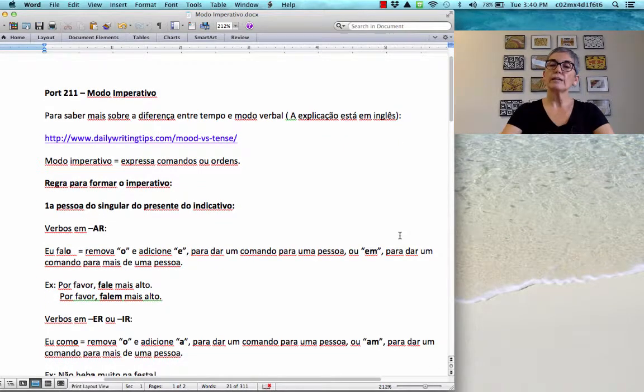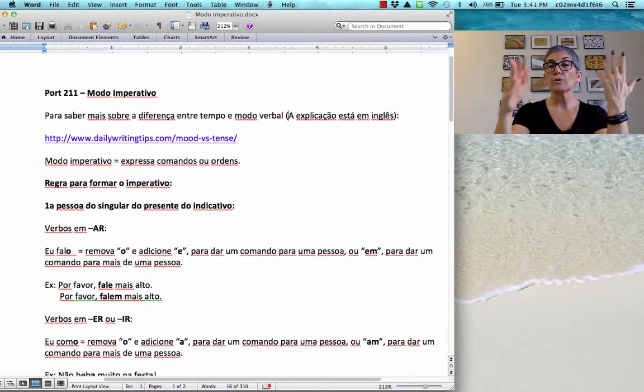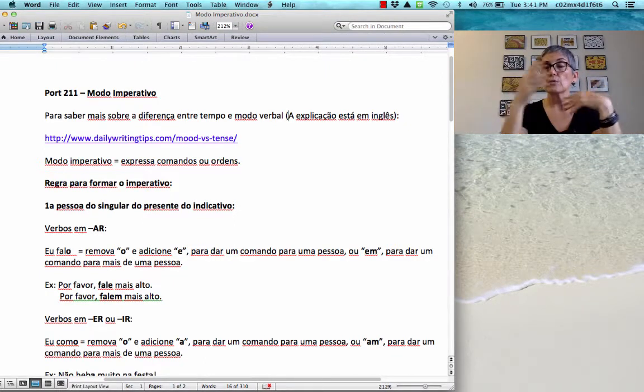So from now on, we are going to introduce two different modes. So I want you to start paying attention to that, okay? What's the difference between tense and mode, the mode of the verb? If you want to read more about it, you can, and it's in English, so it's going to be okay for you to understand, okay? But just remember that the tense indicates the time of the verb. It refers to yesterday, tomorrow, future, present, or past tense, okay? Now the mode indicates a manner.